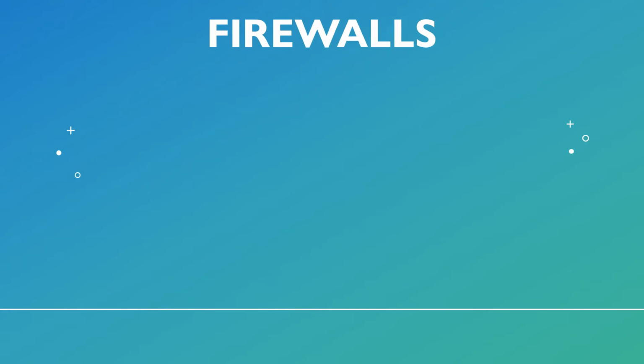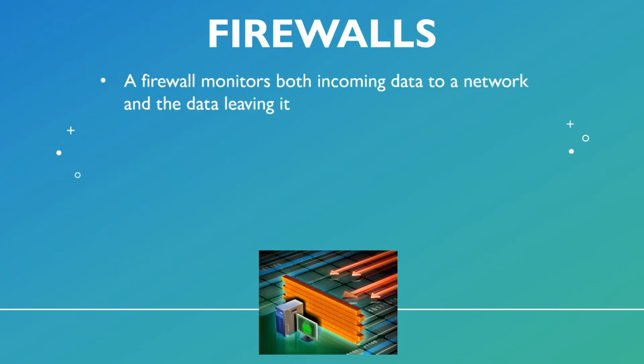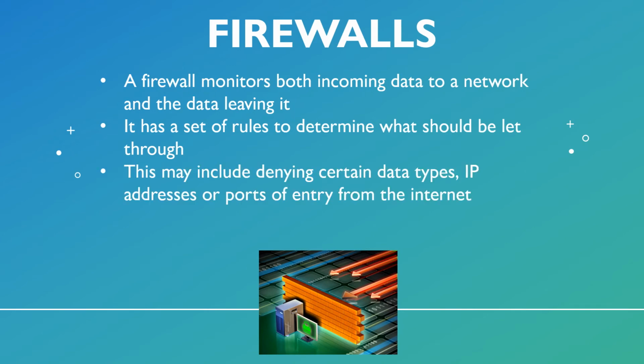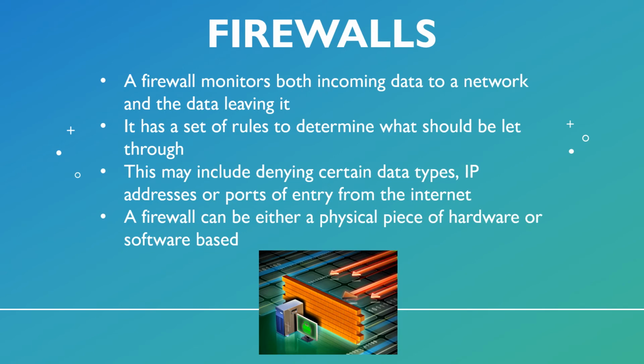Firewalls primarily monitor incoming data from the internet onto a network, but they can also be configured to ensure that sensitive data is not leaving the company network onto the internet. Firewalls are configured with sets of rules to determine what should be let through and what should not. This might include denying certain data types, IP addresses, or ports of entry from the internet. Firewalls can either be physical or software-based.